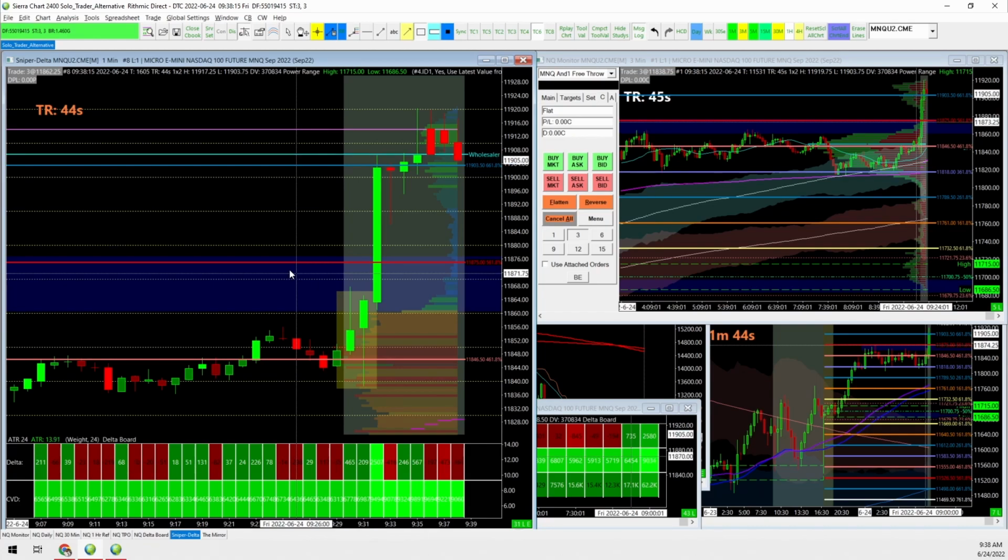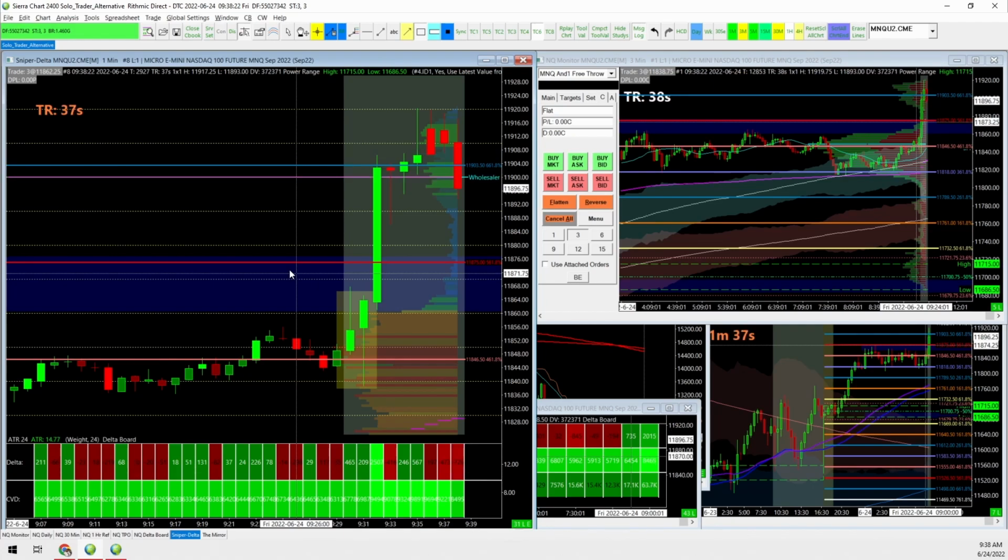So when you see my candles highlighted like that, that's what it's referencing. It's referencing the delta, the 100 mark. Actually 101 on the delta.